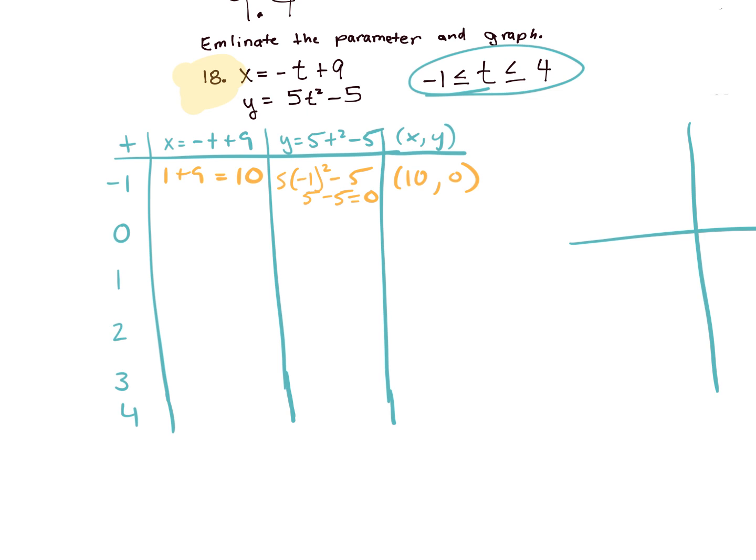I'm going to plug in all of our points, and then we're going to graph it at the end. So next, let's plug in 0. We have 0 plus 9 would be 9. And then 5 times 0 squared minus 5, this would be negative 5. Then we plug in 1, we get negative 1 plus 9 would be 8. And then 5 times 1 squared minus 5 would be 0.